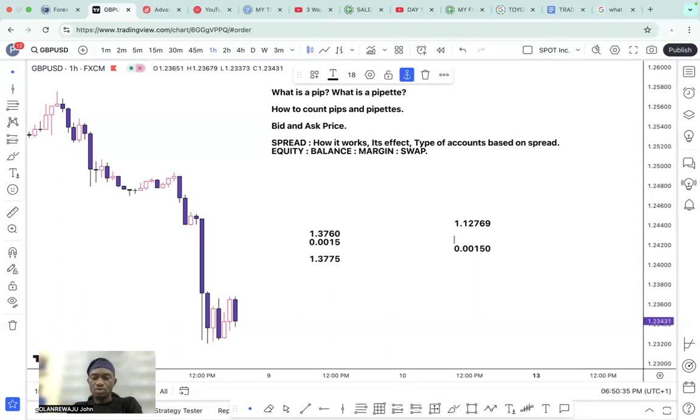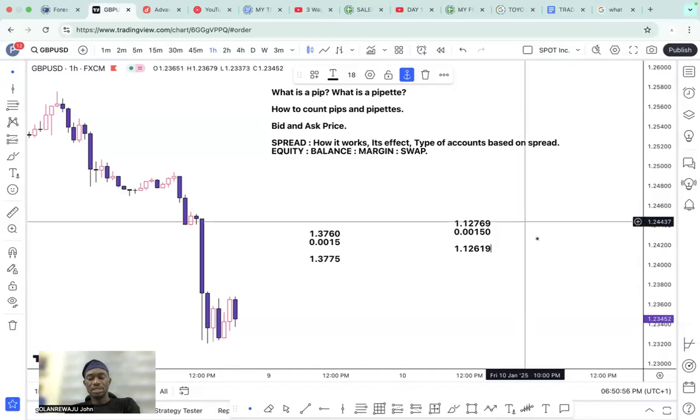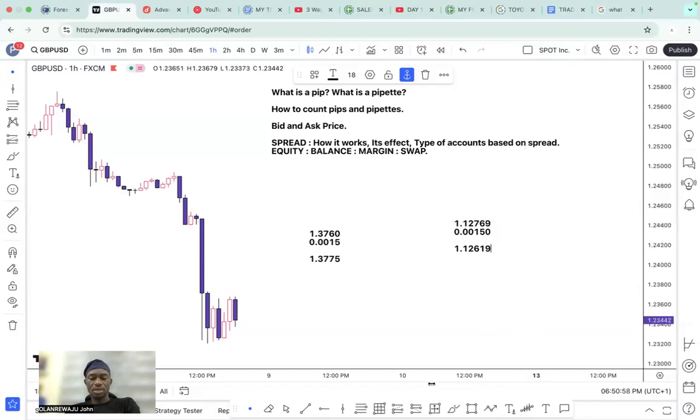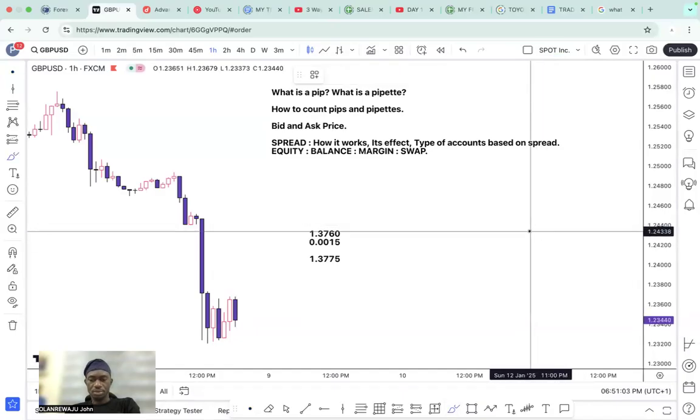So what will be the solution over here now? It has decreased by 15 pips, so not increase. 1.12, 7 minus 1, that's 6. And 6 minus 5, that's 1, 9. So the difference between the opening price of GBP USD and where it is right now, we can see the price has reduced.